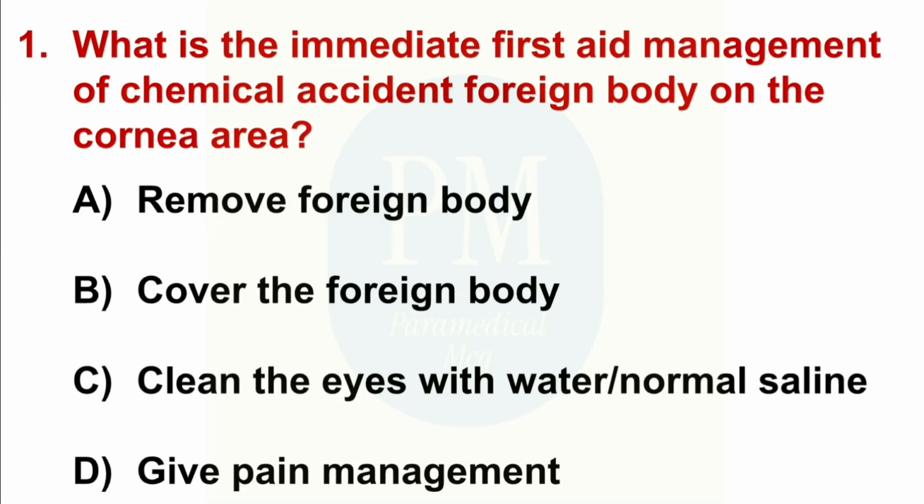What is the immediate first aid management of chemical accident foreign body on the cornea area? Option A: remove foreign body. Option B: cover the foreign body. Option C: clean the eyes with water or normal saline. Option D: give pain management. The correct option is option C: clean the eyes with water or normal saline.